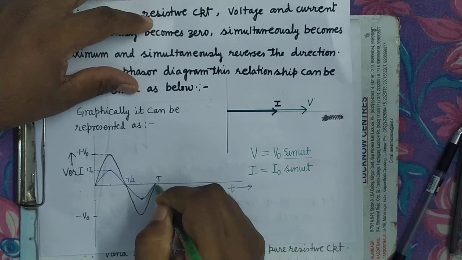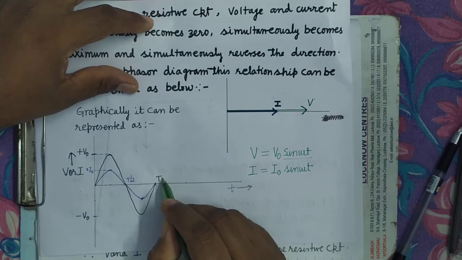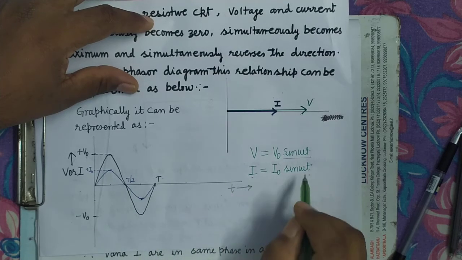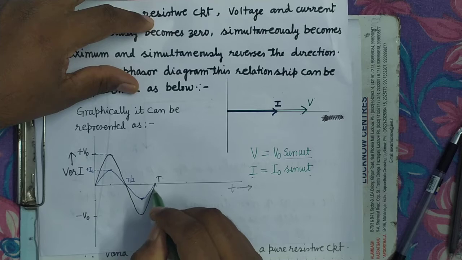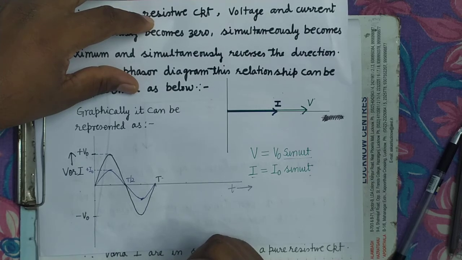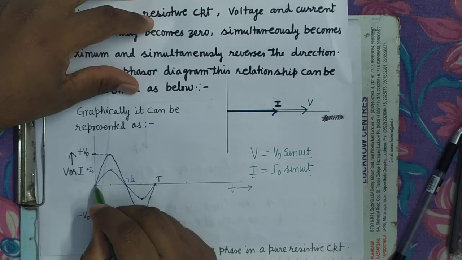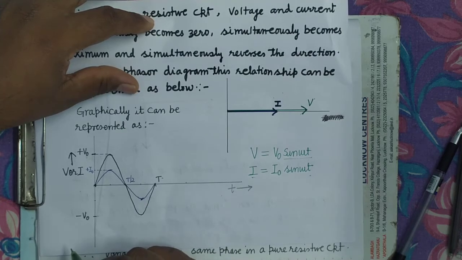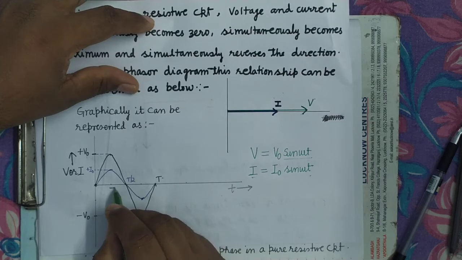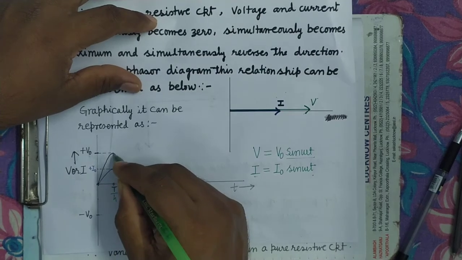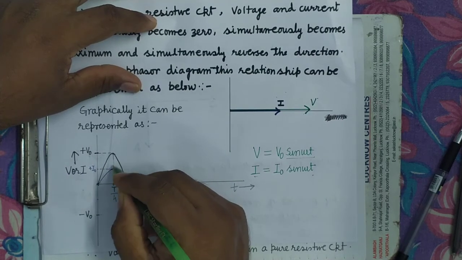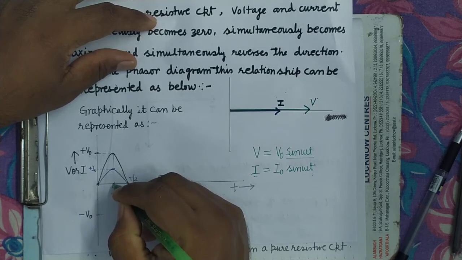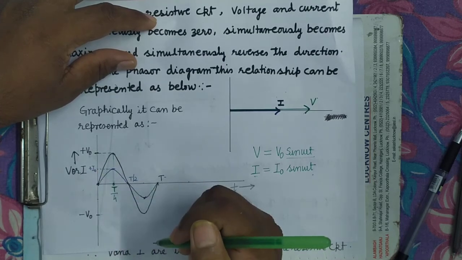This is one cycle. One cycle completes in the time capital T, which is called the periodic time. So the graph of current will also be in the same way. Here this is the graph of current. You can see here at time t equals 0, both V and I are 0. At time T by 4, both have achieved the maximum value. Current has achieved maximum value I naught, voltage has achieved maximum value V naught.